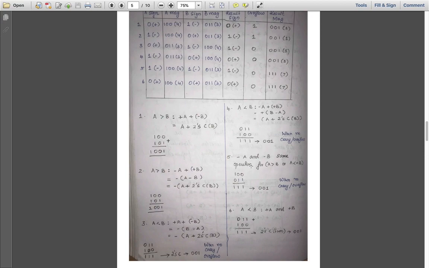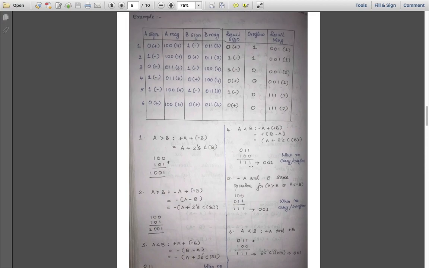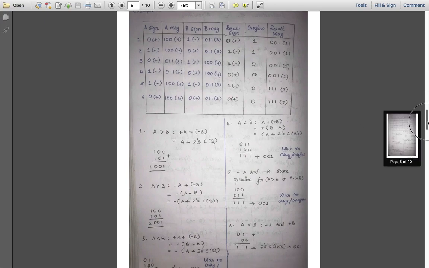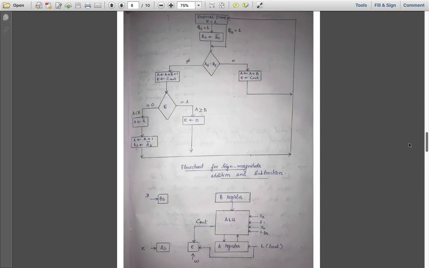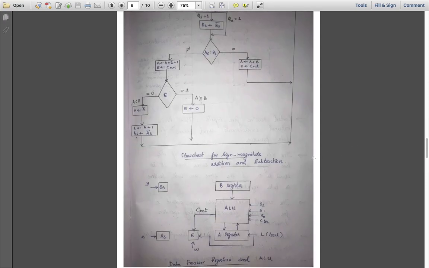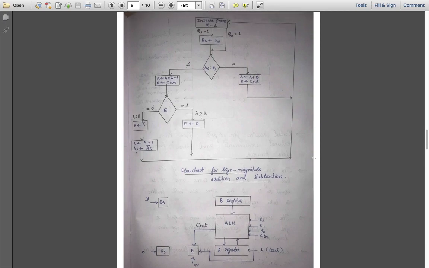Similarly for the other two cases, which you will understand. So once again, this example is not actually required in your exam. This is for your understanding, and it will give you a better idea when you design the flow chart in the next step. Okay, so here you came up with an algorithm, and with that algorithm you're going to design a flow chart for sign magnitude addition and subtraction.